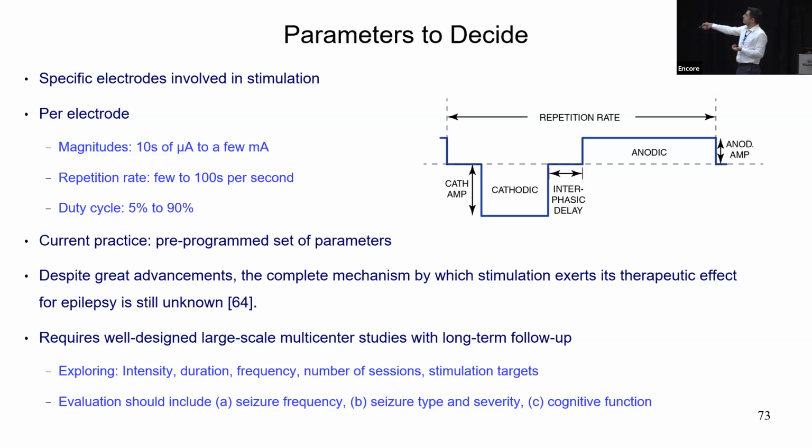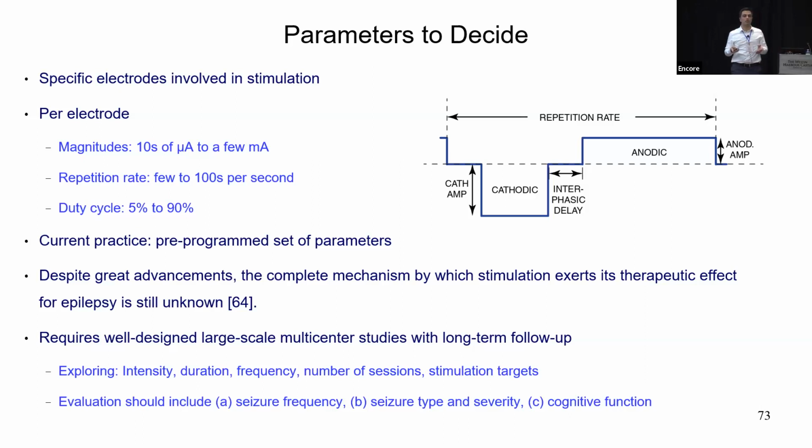If you look at the literature, there are magnitudes reported from tens of microamps to a few milliamps. In terms of frequency, there are a few hertz to hundreds of hertz. And in terms of duty cycle, we have duty cycles all over the place. So how do we choose these parameters? The current practice is a set-and-go kind of strategy. Basically, the doctor prescribes a certain fixed set of parameters, and that's it.